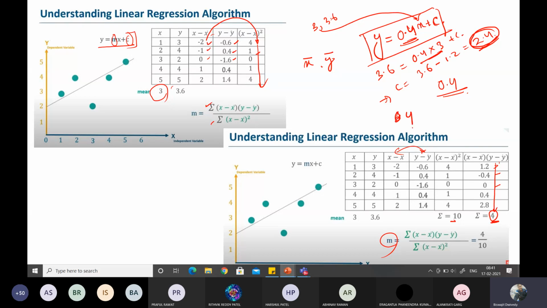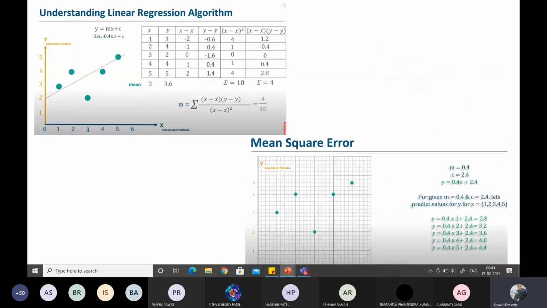So y is equal to 0.4 times x plus 2.4. Okay, so this is the final equation, or you can say the equation of the regression line. So that thing has been done here. After putting all those things, finally we have found these values. So we found this equation, y is equal to 0.4x plus 2.4.